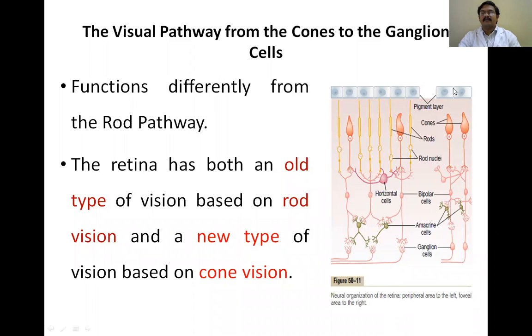The cones directly synapse with the bipolar cells and the amacrine cells, and directly to a single ganglion cell. This is seen in the macula, the foveal region, where each cone cell directly synapses with one ganglion cell. The cones present in the foveal region are slender compared to those present in the outer peripheral part of the retina.